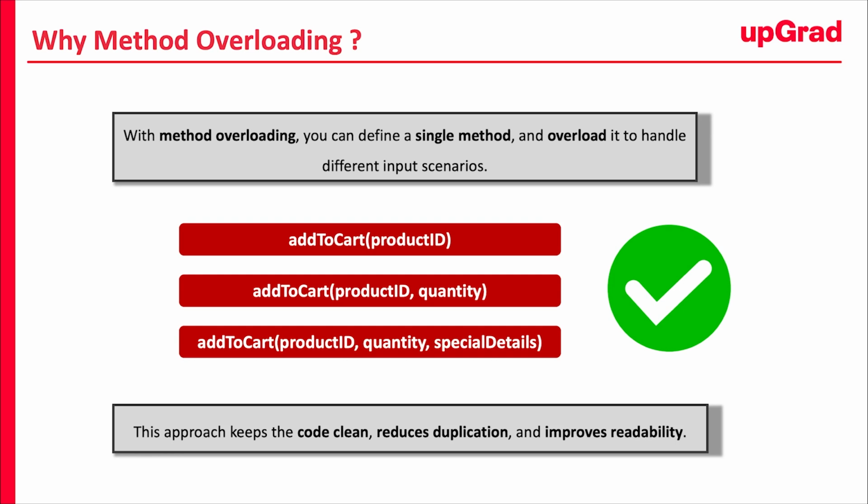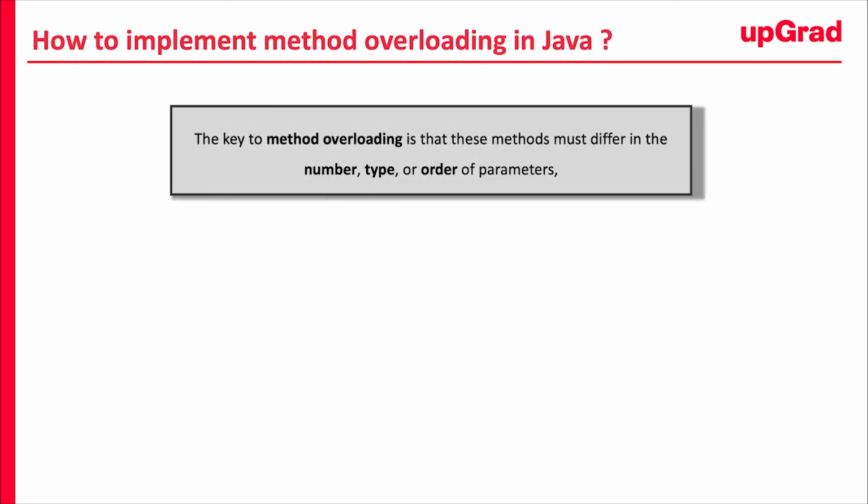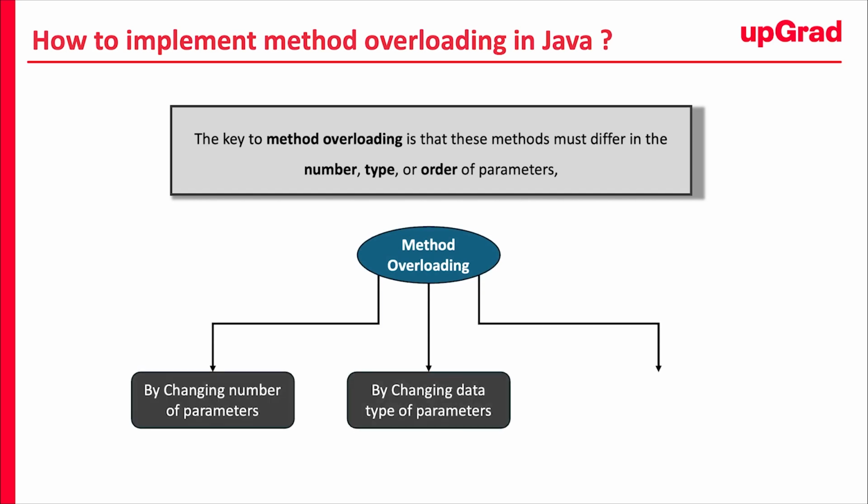Now, how to implement method overloading in Java? Alright, so let's understand this. Method overloading in Java is implemented by creating multiple methods with the same name but different parameter lists. The key to method overloading is that these methods must differ in the number, type, or order of parameters. Here are the main ways to implement method overloading. For example, the first one is by changing the number of parameters, then by changing the data type of parameters, and by changing the order of parameters.